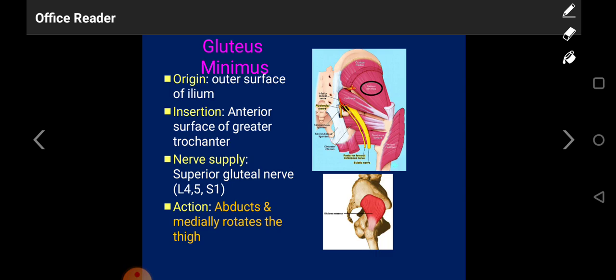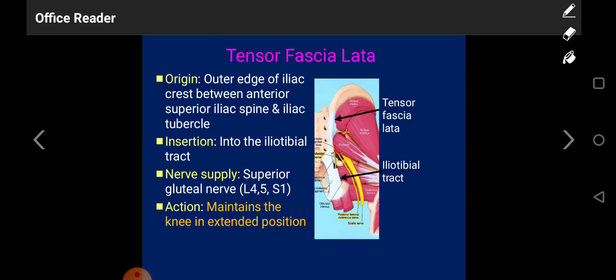Now the gluteus minimus. It arises from the outer surface of the ilium and is inserted on the anterior surface of the greater trochanter. It is supplied by the superior gluteal nerve. Action is abduction and medial rotation of the thigh.